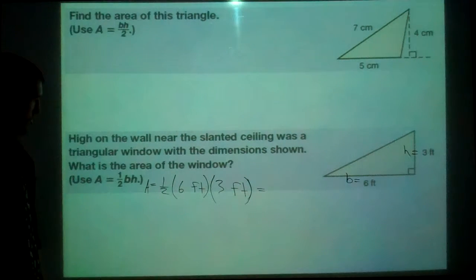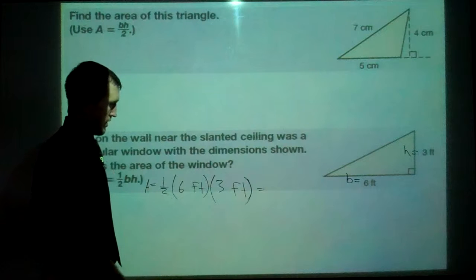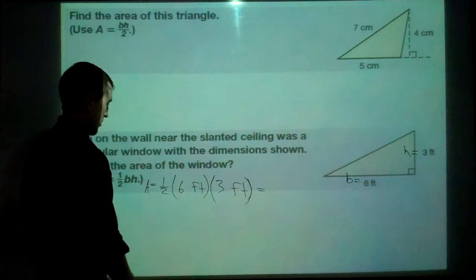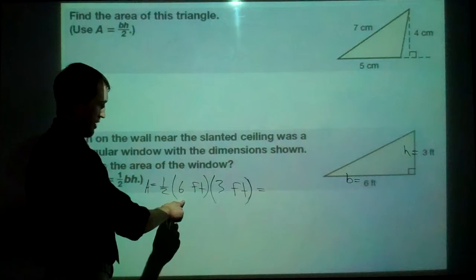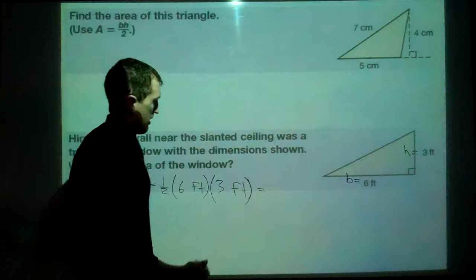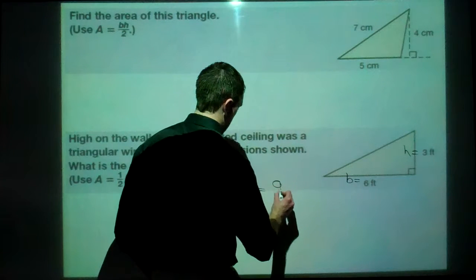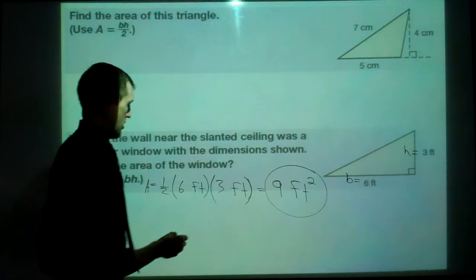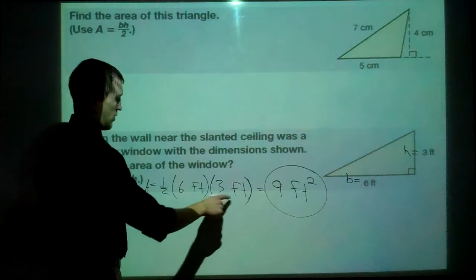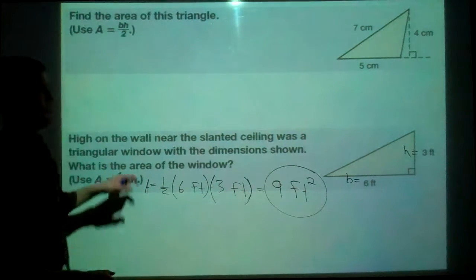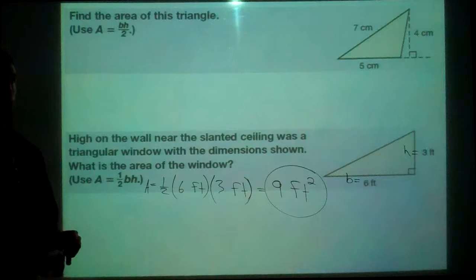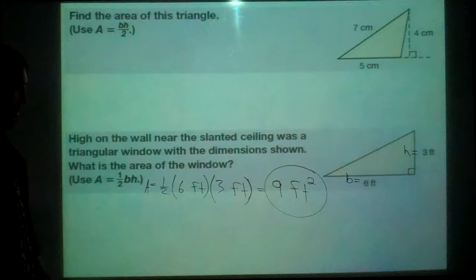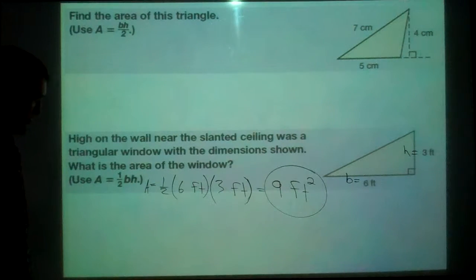So we could do 6 times 3 first and get 18, and then take half of that, which would be 9. We could do half of 6 is 3, and then 3 times 3 is 9. Either way, we're getting 9. So 9 feet squared. And we're multiplying 2 units of feet. That's where we get the squared from, just like we did up here, even though I didn't really show that. But we are in area, so we should be in feet squared. Okay?